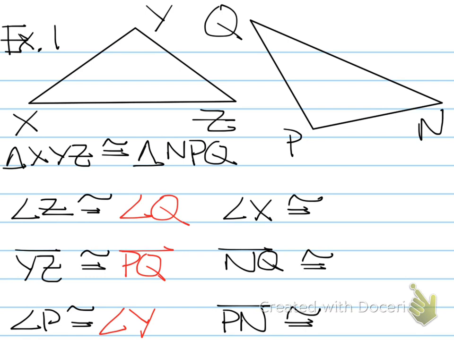X is the first letter in the left side of that congruent statement. The first letter in the right side is N. N and Q are the first and third on the right side, so the first and third on the left side is X and Z. And then P and N are the second and first on the right side, so that corresponds to the second and first on the left side, which is Y and X. Make sure that you enter it as YX and not XY, because P corresponds to Y and N corresponds to X.